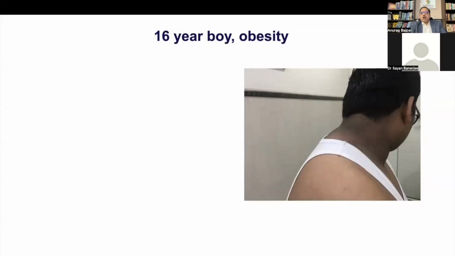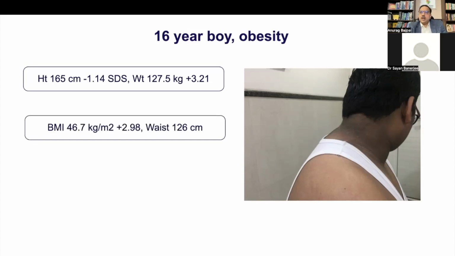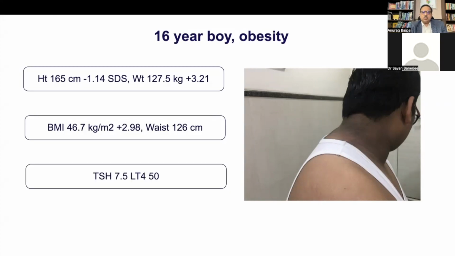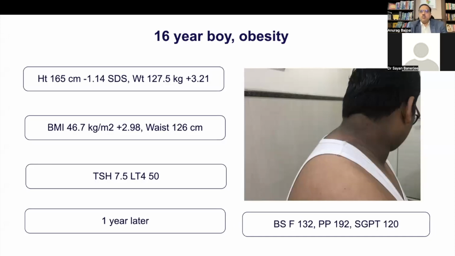So we had a 16-year-old boy with obesity who presented with significant obesity, and the height was 165 centimeters. The BMI was significantly elevated, and the child had a waist circumference of 126 centimeters, and we can see a lot of acanthosis. At that point of time, some basic evaluation was done, and that showed a TSH which was mildly elevated. Started on thyroxine, and everybody was happy that now we have got this thyroid issue and we can manage it accordingly. One year later, after starting thyroxine, he presented with frank complications of type 2 diabetes along with non-alcoholic steatohepatitis.